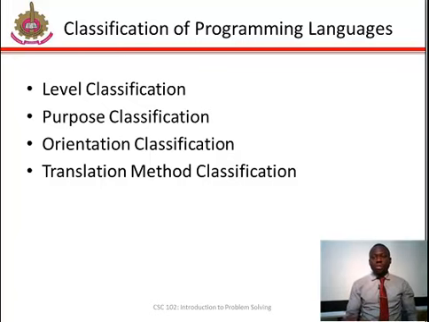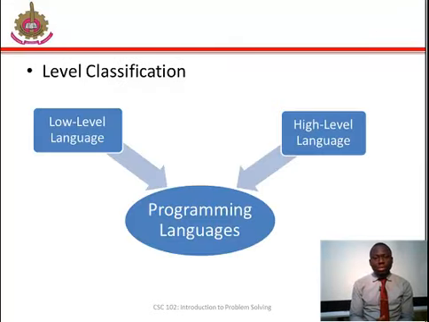This development introduced what was known as the stored program concept. The need to represent instructions in one form of code or the other gave birth to the notion of programming languages, and the first form of these codes became what is called the machine language. Hence, classification of programming languages is based on level, purpose, orientation, and translation methods. Now, let's take them one after the other.